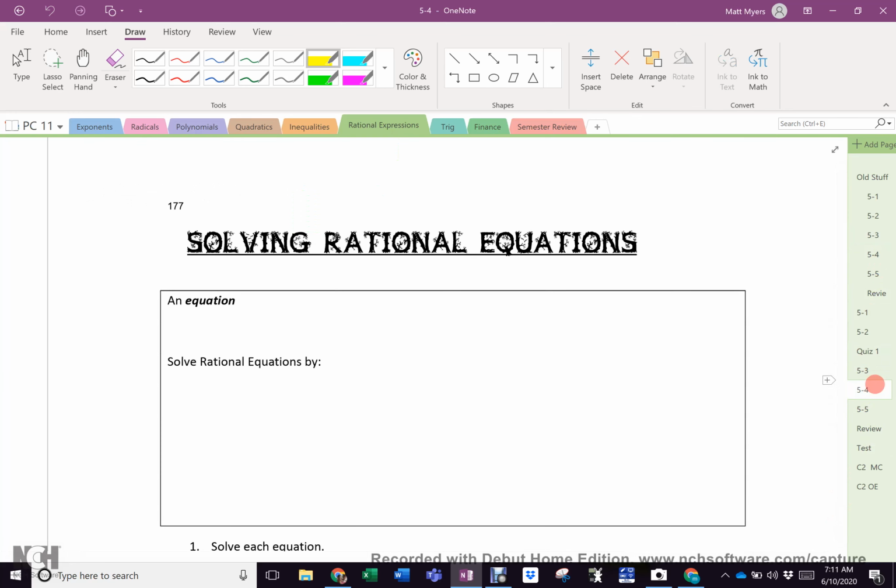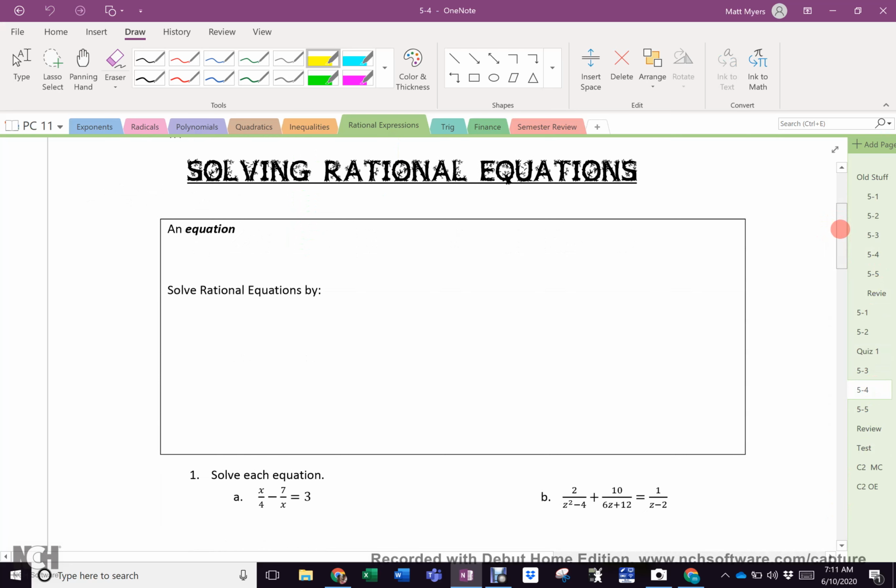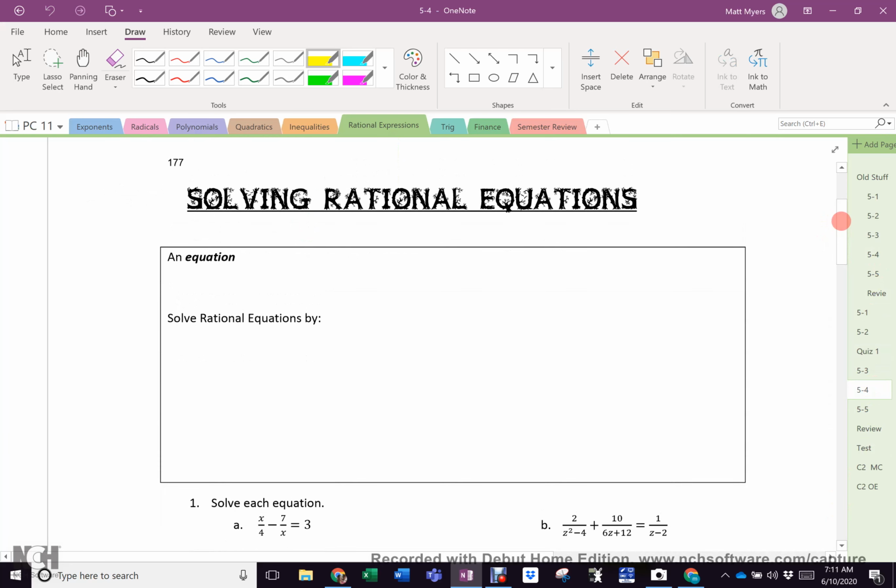Okay, so let's get down to today's stuff. Today's stuff is page 177, solving rational equations. Now, we have not been solving, we have been simplifying. So let me show you what I mean. Simplify is this. X squared plus 7x plus 12. You simplify that, and it becomes x plus 3, x plus 4. Now, it hasn't been solved because you still have an unknown. You don't know what x is.